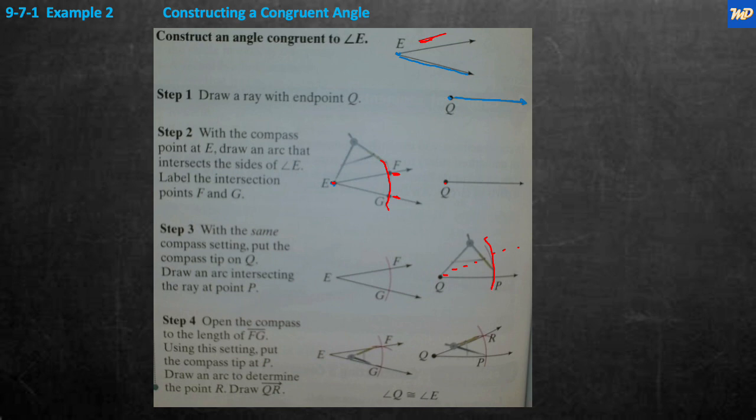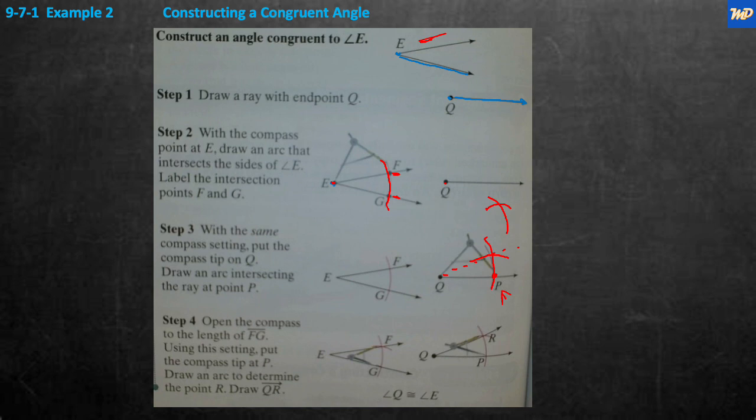And then it says, using this setting, put the compass tip at P. So here's this P where we started our arc. We labeled it P right there. So we're going to put the compass right here, and we're going to draw an arc going this way. You're going to have one arc going up like this, and you're going to have another arc crossing it. It's going to look like that. So you're going to put the compass here, and you're going to draw an arc, and that arc is going to go across there.